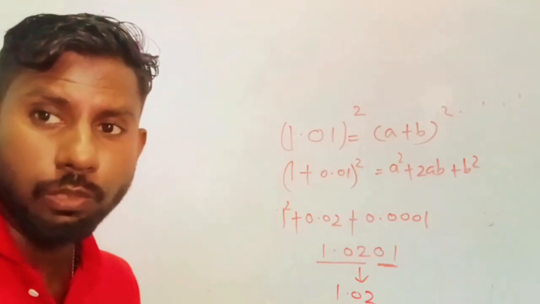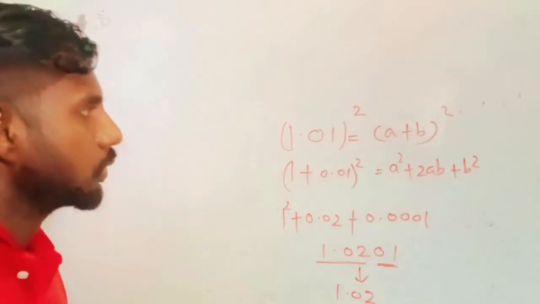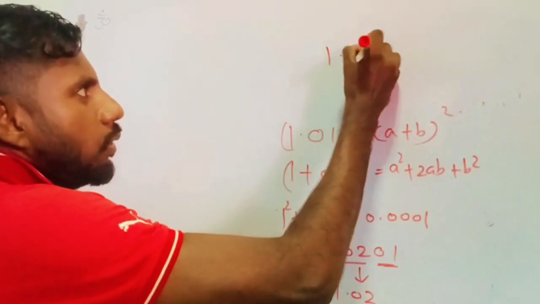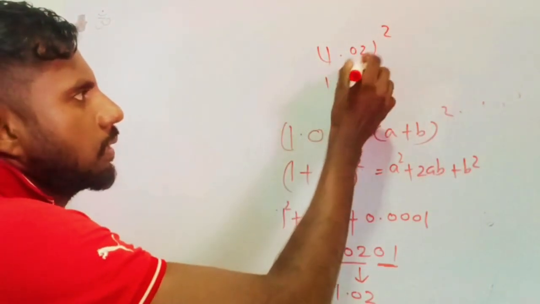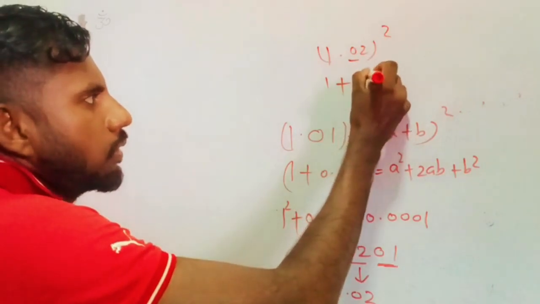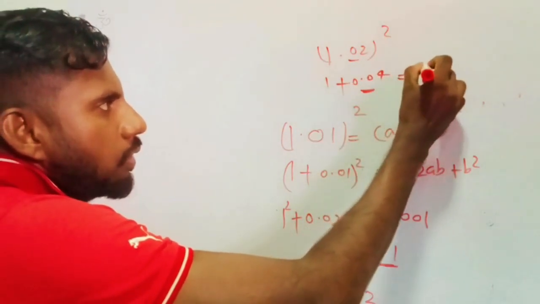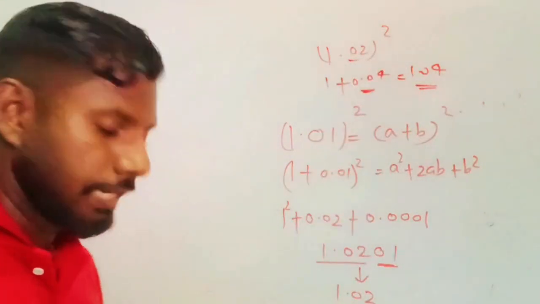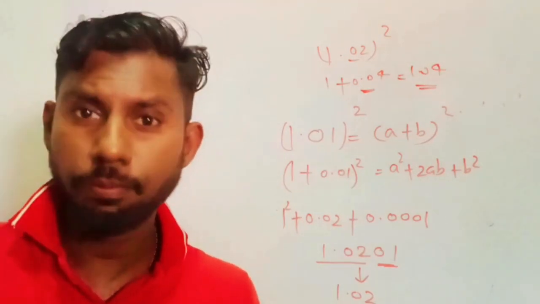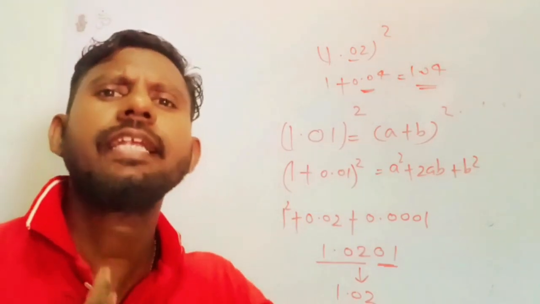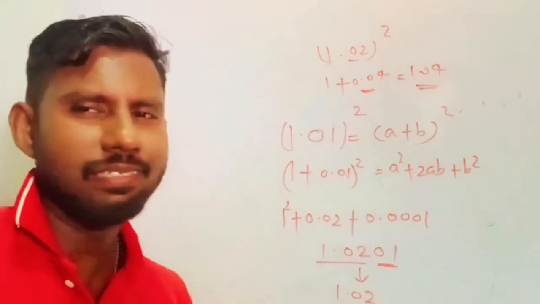When you are simplifying these type of questions, if you get something like 1.02 squared, you can easily take 1 plus this value into 2, 0.04. It's our answer, 1.04. This method can be applied for these type of smaller values. Remember that. You have to practice these type of things, so that automatically it will come out from you. So practice these type of questions.